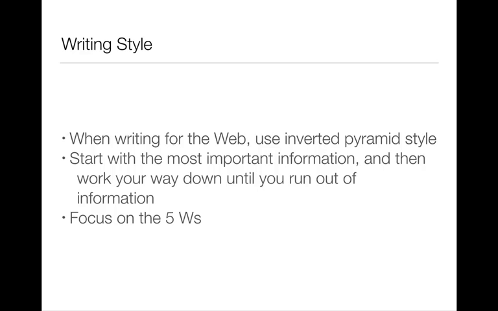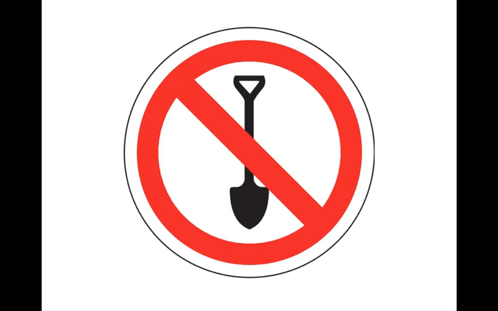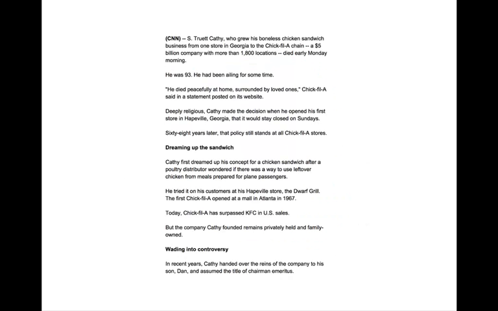So that means you're going to focus on those 5 W's, the who, what, when, where, why, and potentially the how, and let readers know as early as possible what's going on with that story so they can decide whether to keep reading or move on to the next story. Again, no shovelware. Do not copy and paste your broadcast script onto the web.